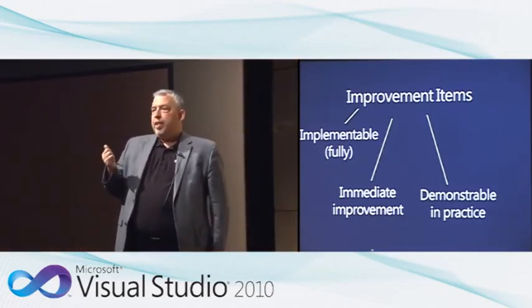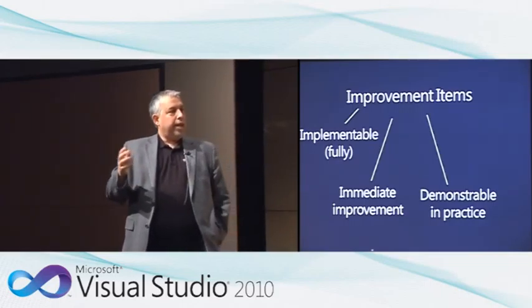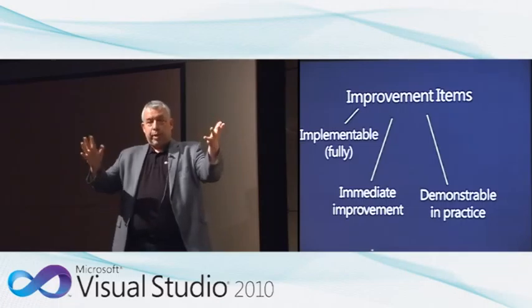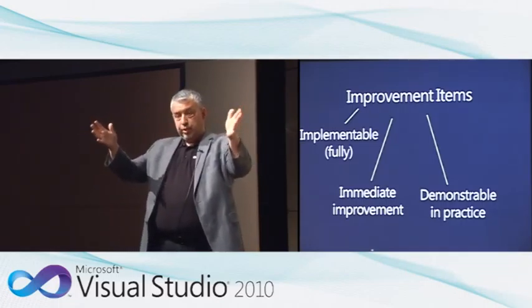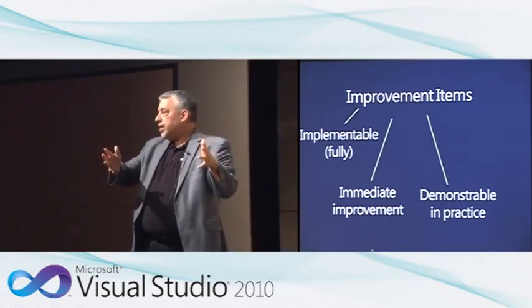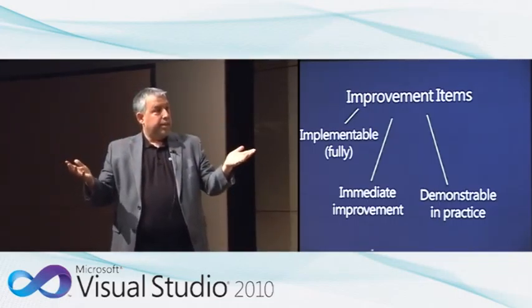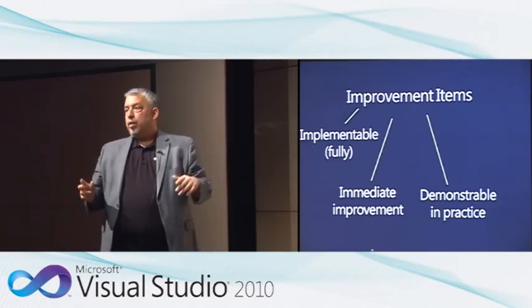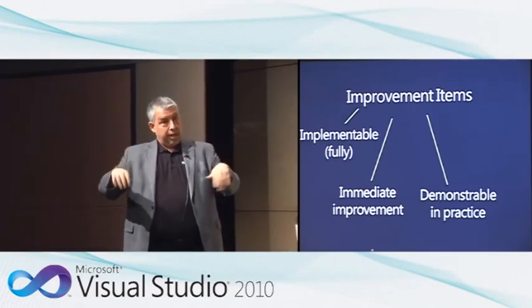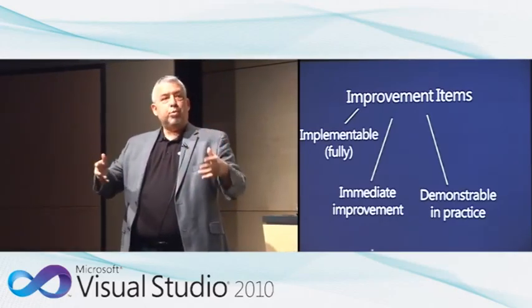The improvement item needs to be demonstrable in practice at the end of the sprint. So again, the same way, I'll talk about the roles later, but the same way as we have in Scrum, in our framework, at the end of the improvement iteration, we go back and we present to the product owner or the equivalent role, we present the improvement itself.